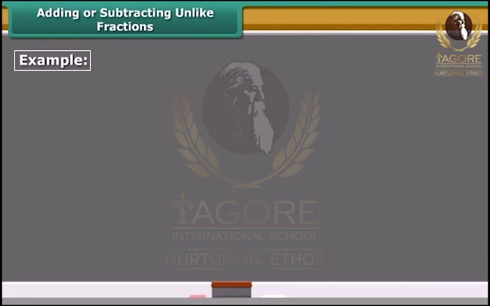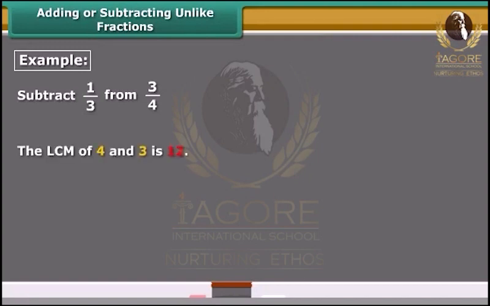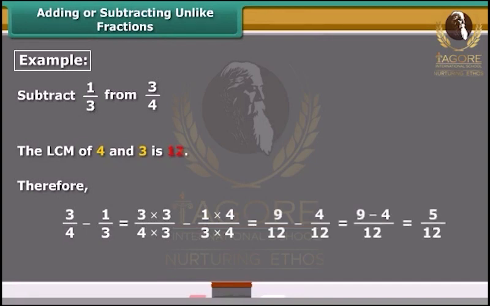In another example, to find the subtraction of unlike fractions, first we need to find equivalent fractions of 3 upon 4 and 1 upon 3, which have the same denominator given by the LCM of 4 and 3. The required LCM is 12. Therefore, the subtraction of 3 upon 4 and 1 upon 3 is 5 upon 12.